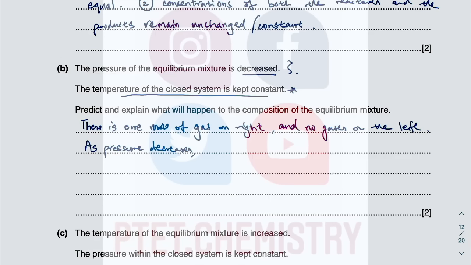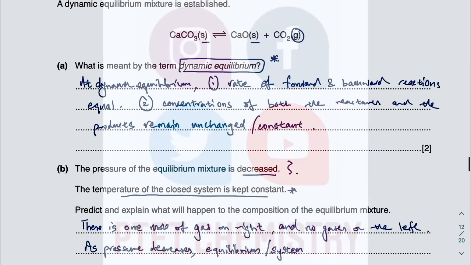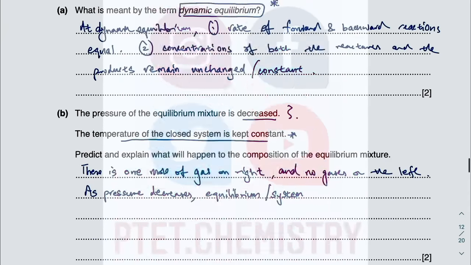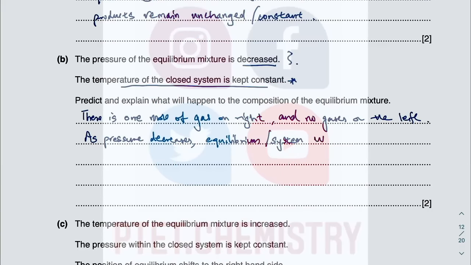So pressure decreases, what will the equilibrium do? The equilibrium, meaning to say the system, meaning to say this reversible reaction, what will that try to do? That will try to oppose the change. And what is the change? It will try to increase the pressure because you decrease the pressure, so the equilibrium will try to increase the pressure. How would the equilibrium increase the pressure?